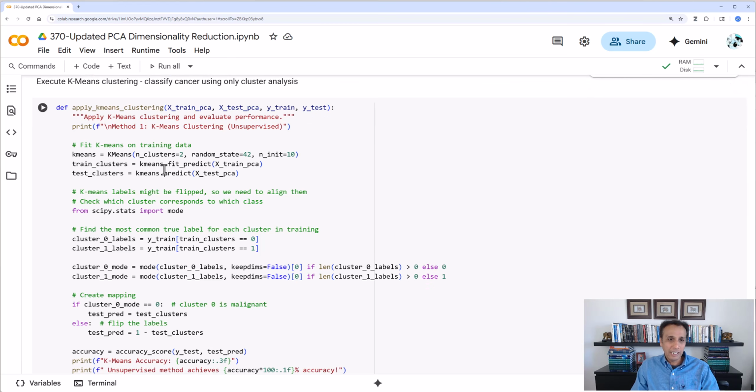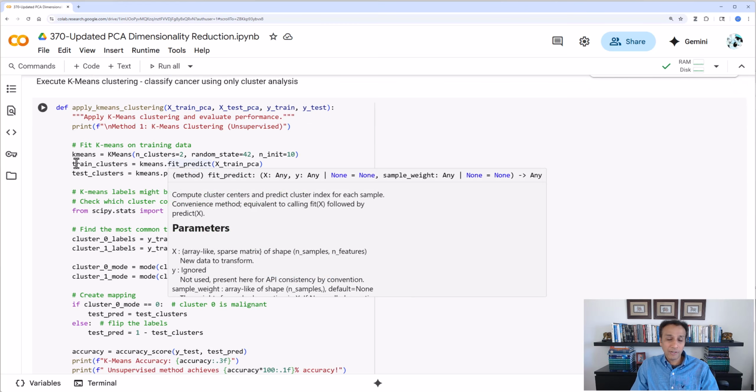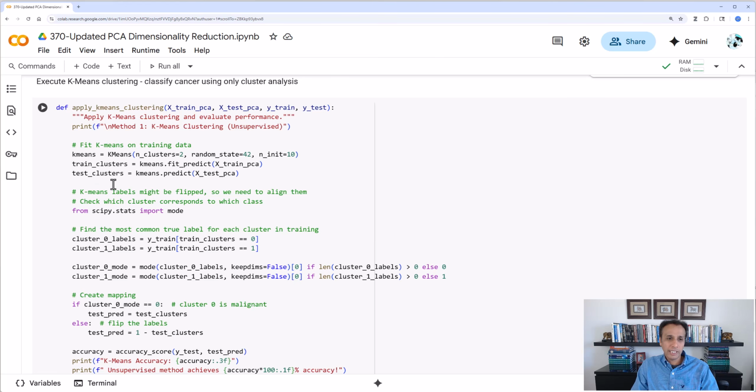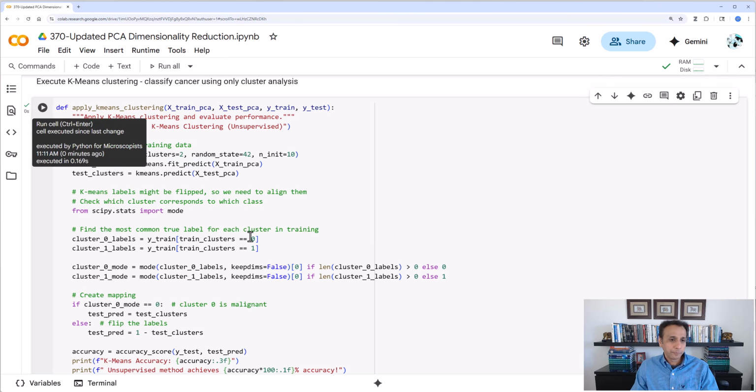Again, I'm fitting and predicting on the training data, and then only predicting on the test data using the k-means already fit on our training data. This is how we typically do it. I don't know why I'm explaining; maybe some of you are new.